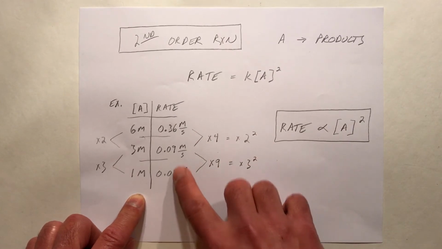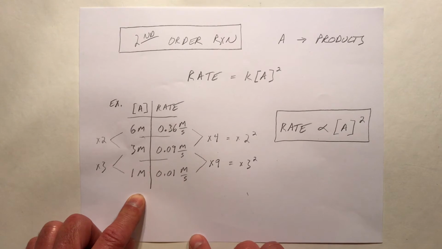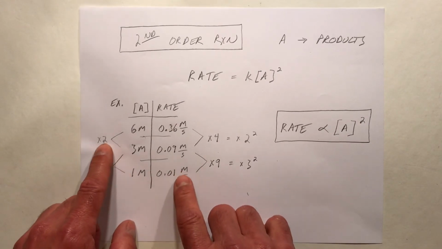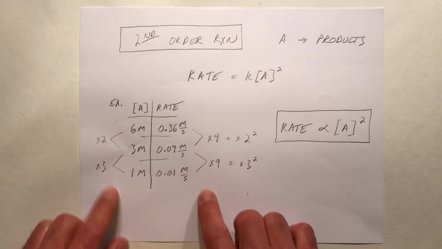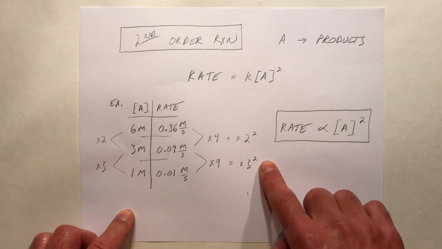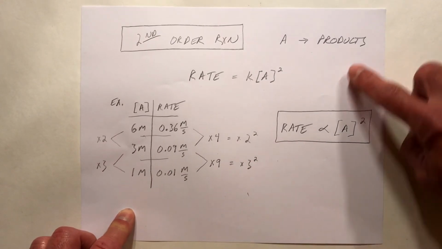So if you don't see that these values are constant, and you don't see that the multiplier here is exactly the same as the multiplier there, look for squared values, because then that would indicate a second order reaction.